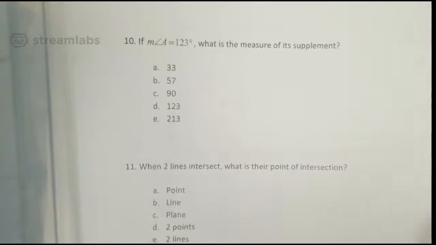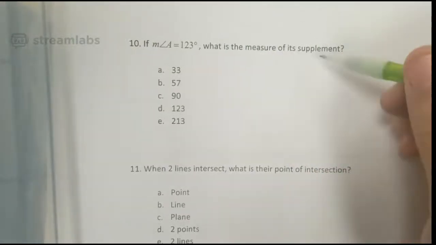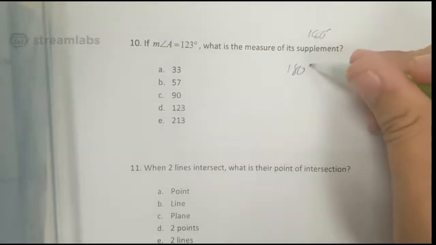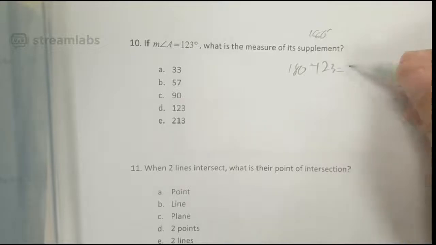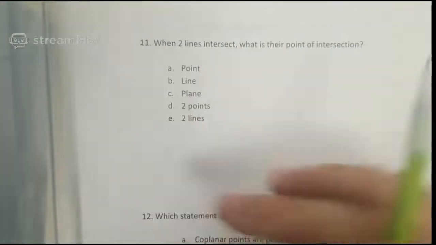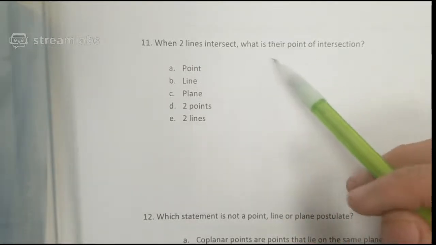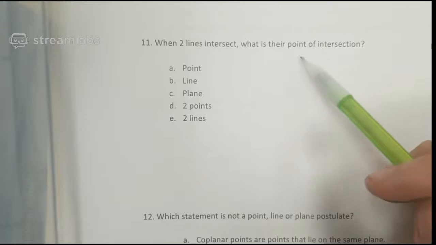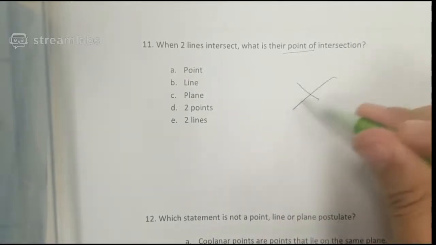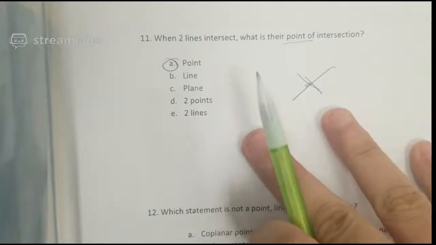Some more multiple choice. It's like I've been preparing you. If A is 123, what's the measurement of a supplement? Remember, supplement's 180 degrees. So 180 minus 123. That should be 57. Hey, that's answer B. When two lines intersect, what is their point of intersection? Wow, I really gave it free here. If two lines intersect, they only could intersect at exactly a point, so your answer is a point. I made it too easy there.